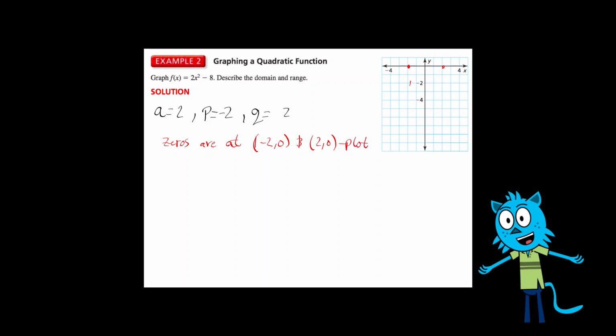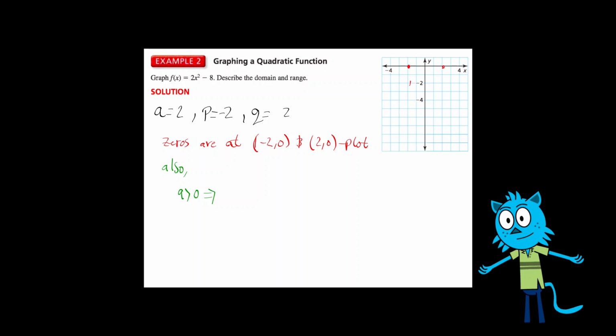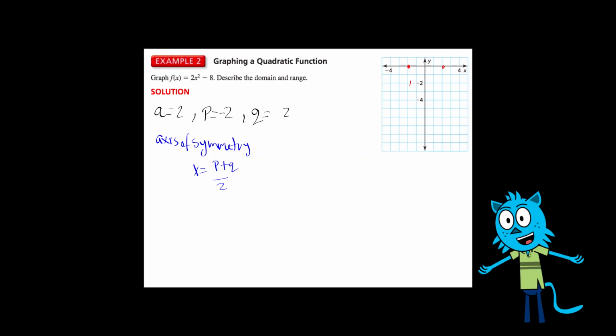Also, what we noticed is that a is equal to 2. a is greater than 0. That tells us that this parabola is going to be opening upwards. Now, let's find the axis of symmetry. Recall from that concept that we learned at the beginning, we can find the axis of symmetry by finding the average of p and q. So we'll say x is equal to p plus q over 2. Do a little bit of substitution and a little bit of math. We find that x is equal to 0.